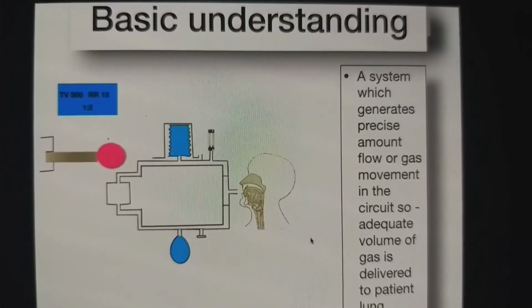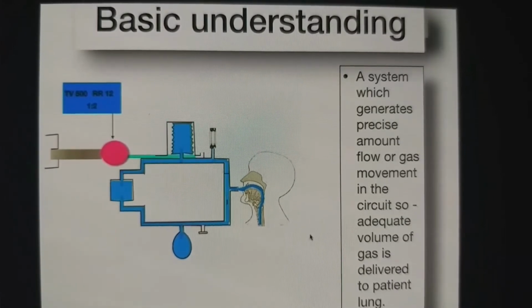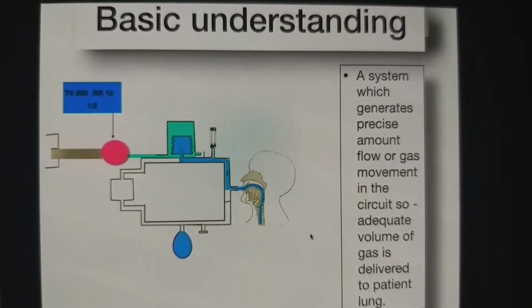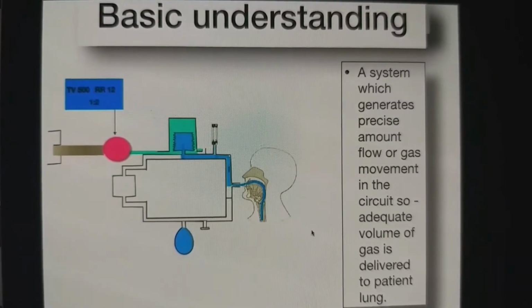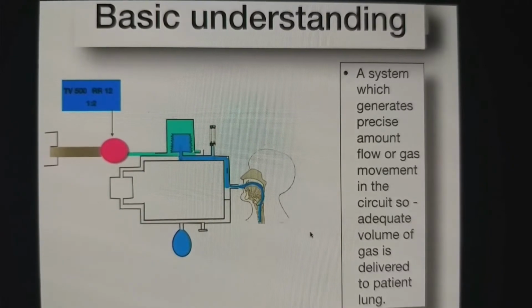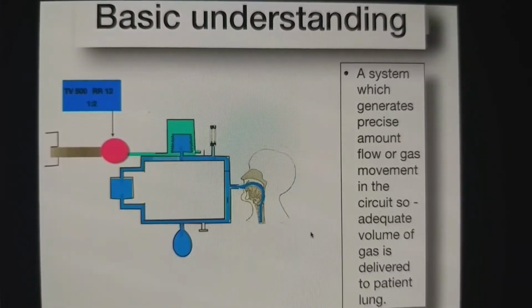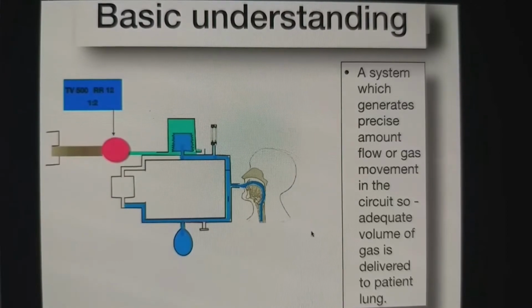Now we'll also understand a basic ventilator technology which is used in the anesthesia machine. What is a ventilator? It is a system which generates a precise amount of flow or gas movement in the circuit so that an adequate amount of volume is delivered to the patient. So it has to create or generate airflow into the system, and the airflow should be sufficient to deliver adequate tidal volume.